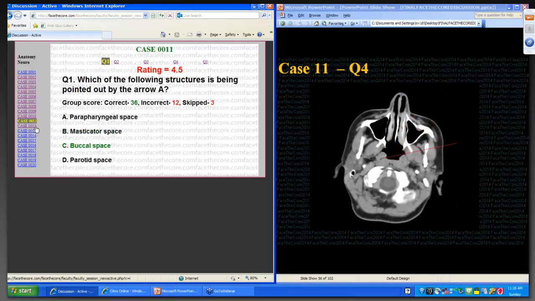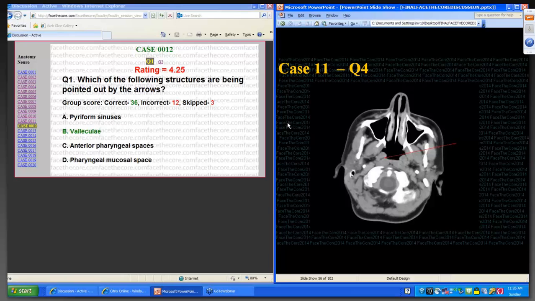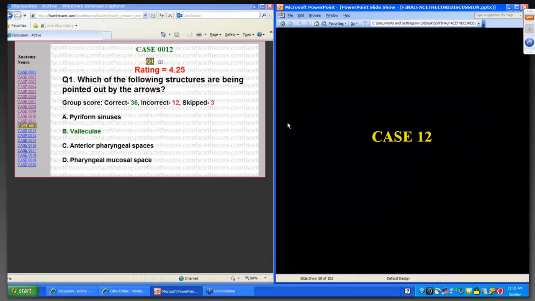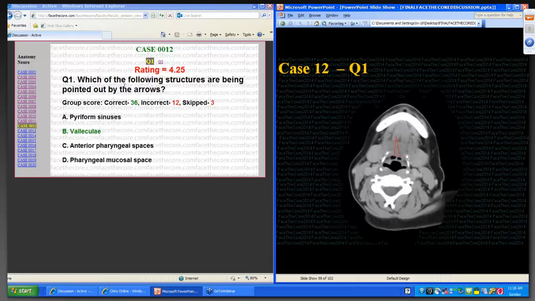Okay, case 12 is which of the following structures are being pointed out by the arrows? Is it the piriform sinuses, vallecula, anterior pharyngeal spaces, or the pharyngeal mucosal space? So this little air space is actually the vallecula. They're basically these small air spaces behind the base of the tongue.